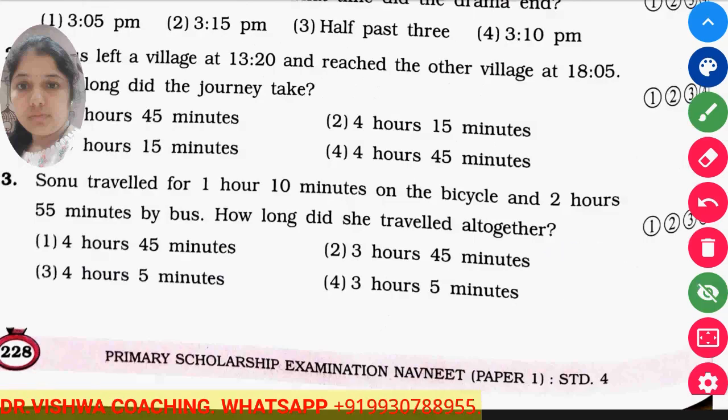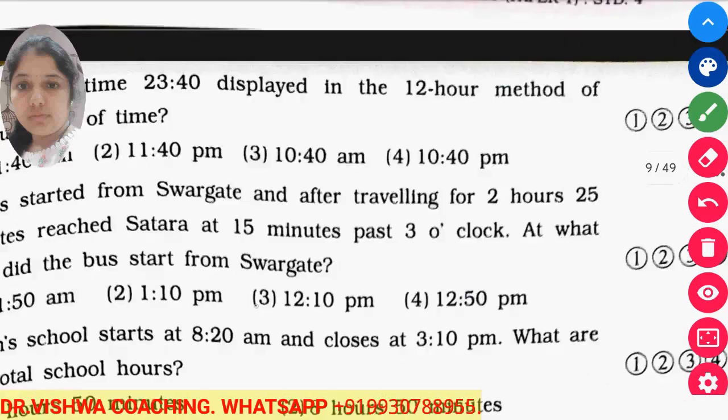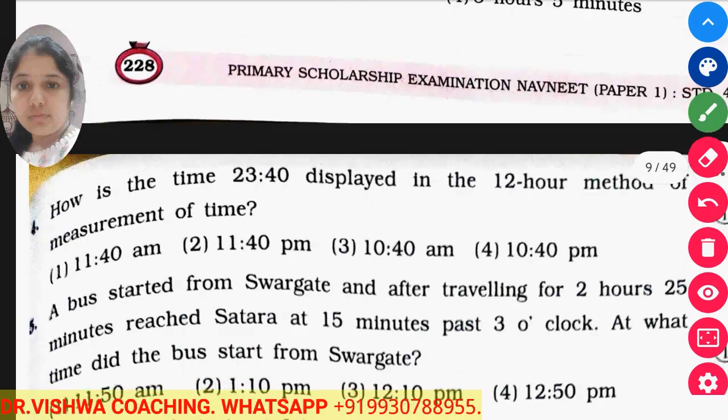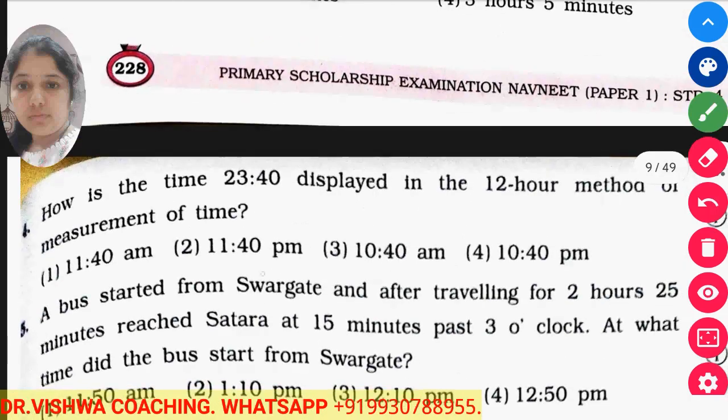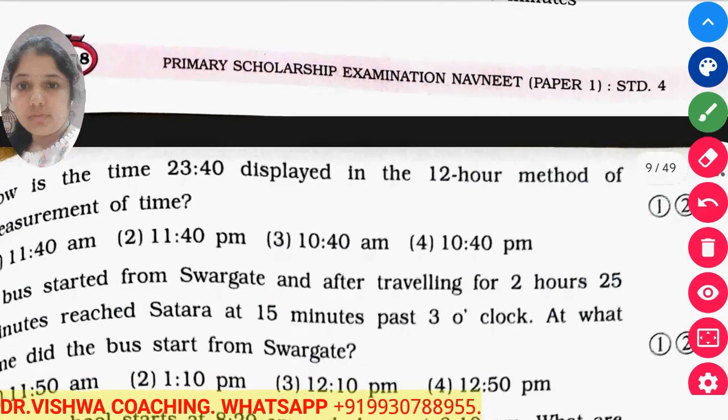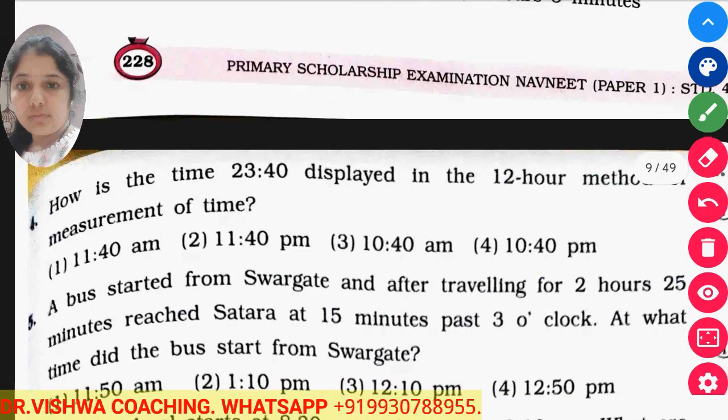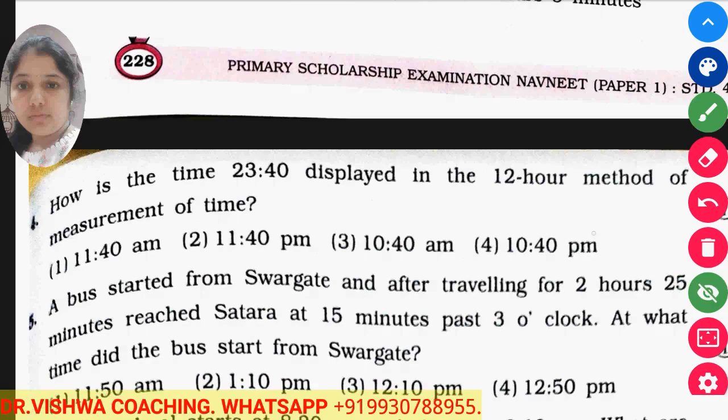I had shown you how to add it. Okay. Now the next one. How is the time 23:40 displayed in the 12-hour method of measurement? It is very simple. You just have to subtract 12 hours from this 23:40 and you will get your answer. So it is so simple. So you all can do. And we know what time it is: 11:40 p.m.